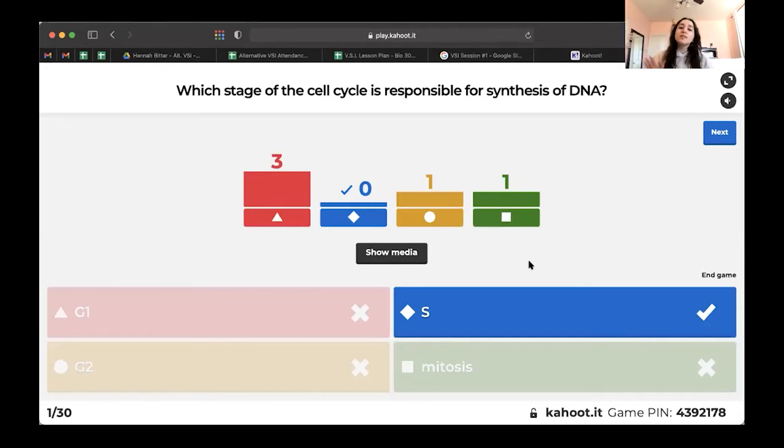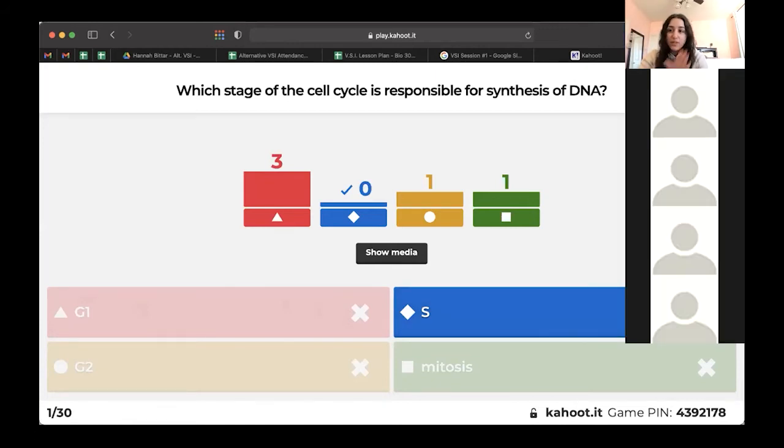So, the cell cycle has 4 stages: G1, S, G2, and mitosis. In G1, you can think of G as growth. During G1, the cell is growing, preparing for division. S is where the DNA gets synthesized, replicated and duplicated. A really good way to remember this is G equals growth, and S is synthesis.